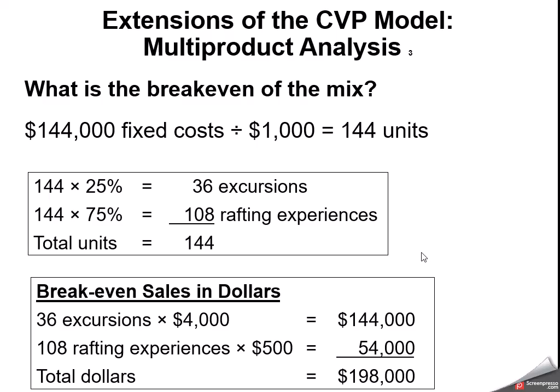Okay. So then here they've got the break even calculated out in dollars to say, okay, we have 144,000 fixed costs that we need to cover at our mixed contribution margin of 1,000. So that's 144 units. And then they show it to us again, calculated out down below.